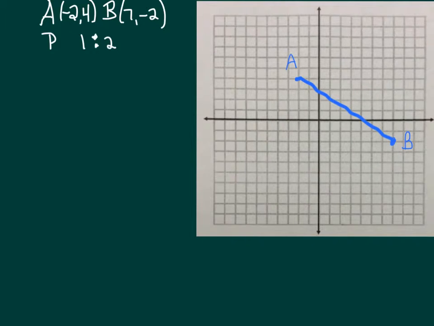I just thought I'd show you a graphic way to divide segments. I've graphed the points A and B and I've connected them to make segment AB. So this is another way to divide the segment into a ratio of 1 to 2. We're going to find point P, the point that divides the segment into 1 to 2. So that means we're going to have a total of 3 pieces on the segment. So we're going to divide AB into 3 total pieces.